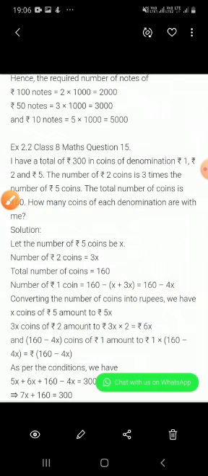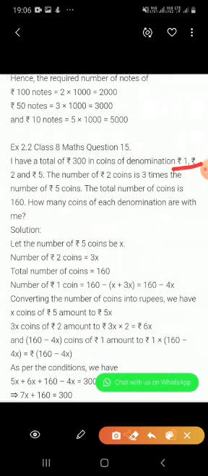Coming to question 15, I have a total of rupees 300 in coins. I'm having different coins. So coins are of rupees 1, 2 and rupees 5. And in total, it is making money of rupees 300. How many types of coins are there? 3 types. Rupee 1, rupees 2 and rupee 5. Adding all this, I am having total amount as rupees 300.